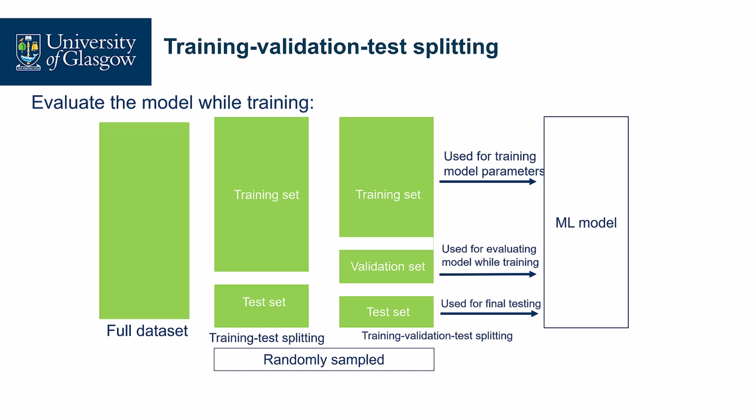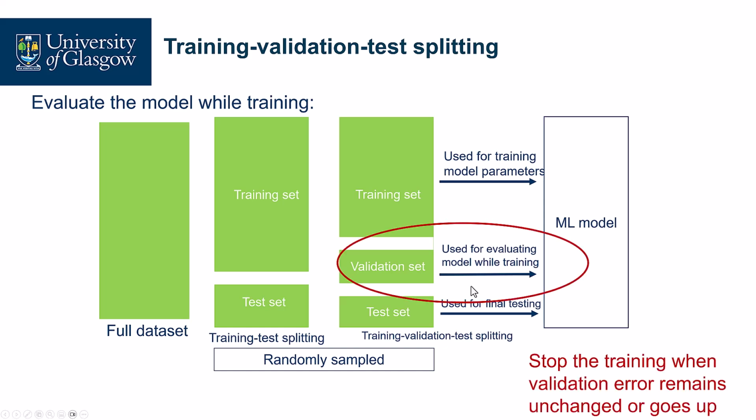Another way is to introduce a validation set. Originally we divide the whole data set into the training set and the test set. The training set is to optimize the model parameters, and the test set is for evaluation of the model. Now we can generate a validation set. This is similar to the test set. The goal is to evaluate the model while training. So how can we do it? We can stop the training when the validation error remains unchanged or becomes worse.